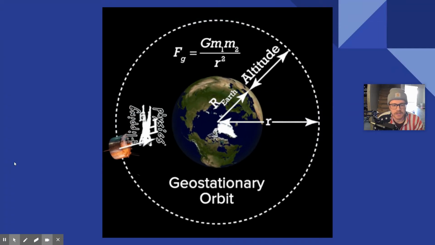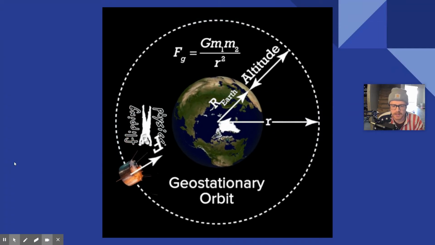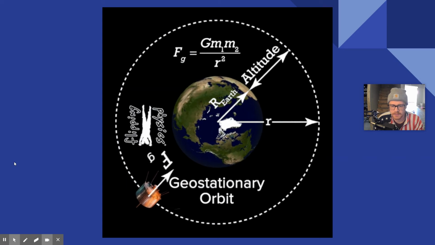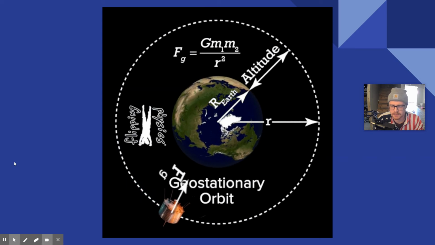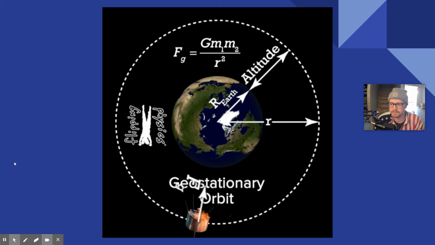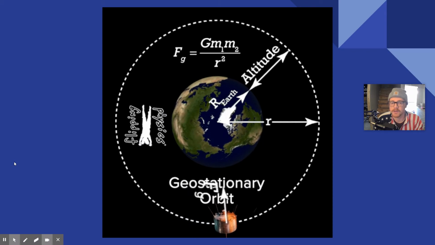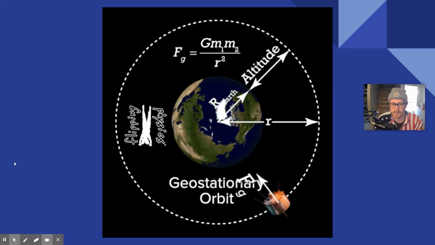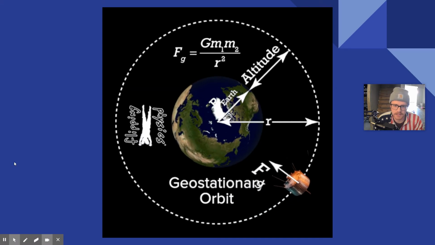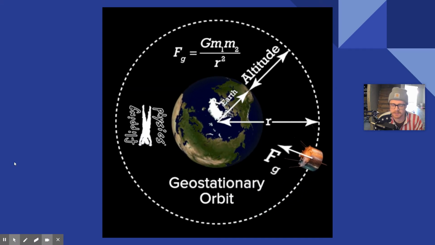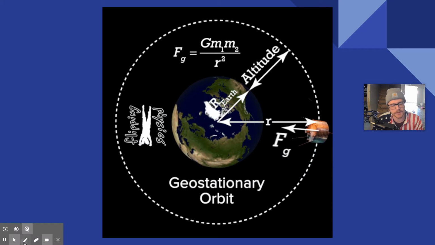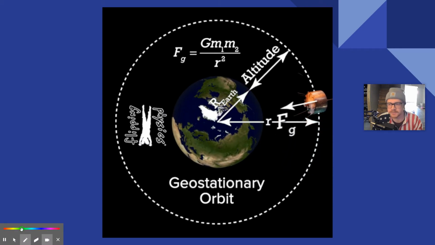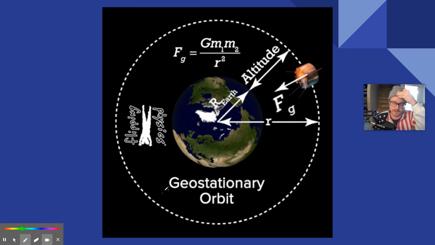This is going to be a video covering how we can figure out the distance and the velocity of what we call a geosynchronous or geostationary satellite. Before we get into any mathematical material, I first want to break down what the word geosynchronous, geostationary means.